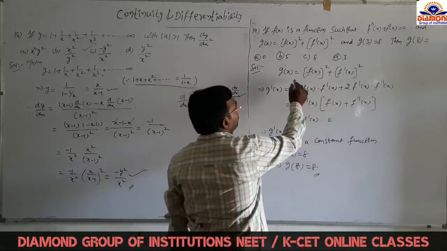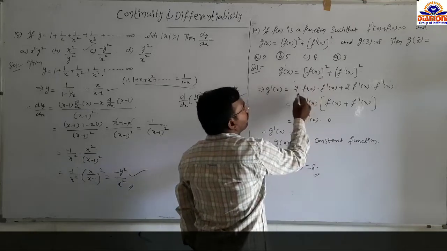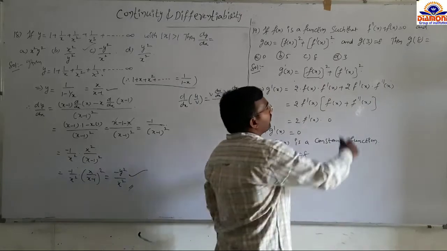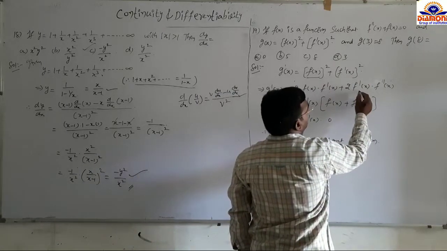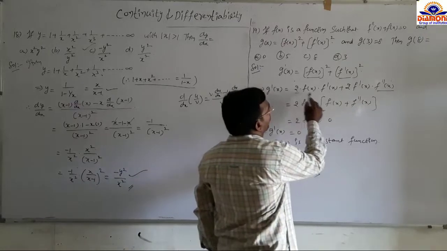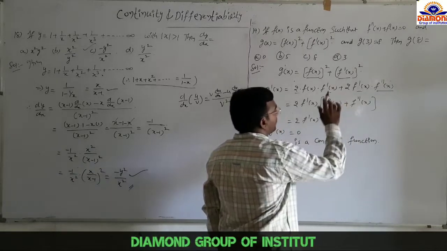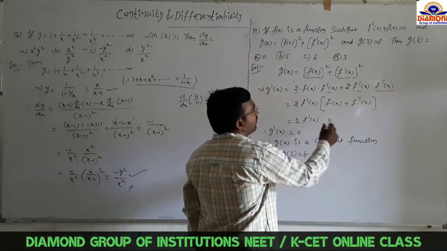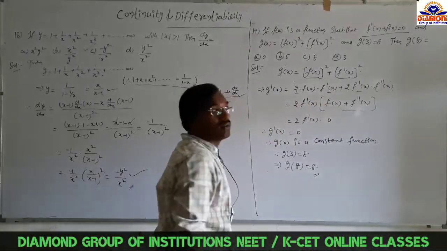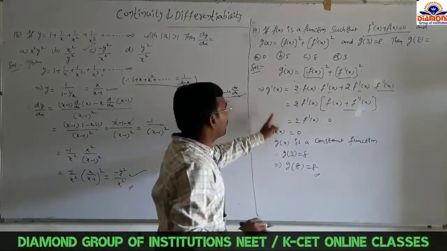So now differentiate with respect to x. What you get? g dash of x equal to f of x whole square derivative is 2 into f of x into internal function f of x derivative is f dash of x, plus f dash of x whole square derivative is 2 into f dash of x into internal function f dash of x derivative is f double dash of x. Here it is possible to take 2 into f dash of x common. What is the remaining? f of x plus f double dash of x. So this equal to 2 into f dash of x into, this value is given in the problem, f double dash of x plus f of x equal to 0. That value substitute here. What you get? 2 into f dash of x into 0 equal to 0. So g dash of x equal to 0.